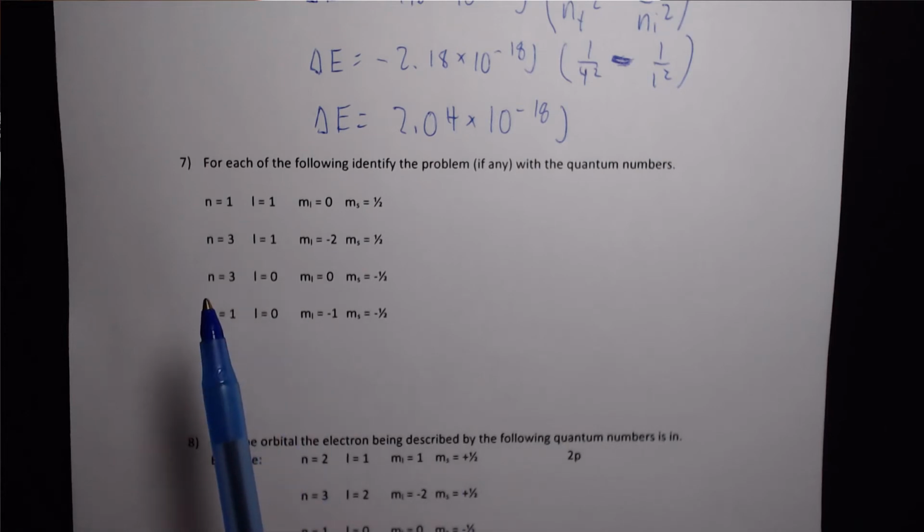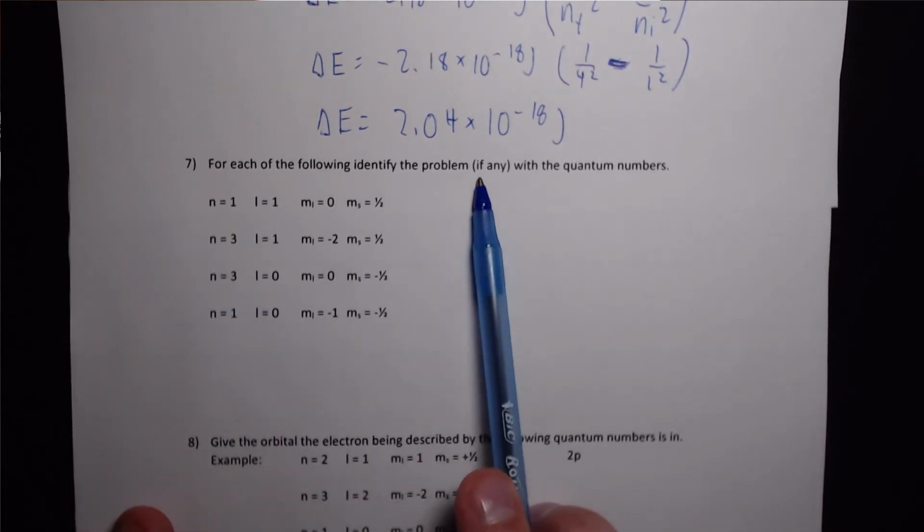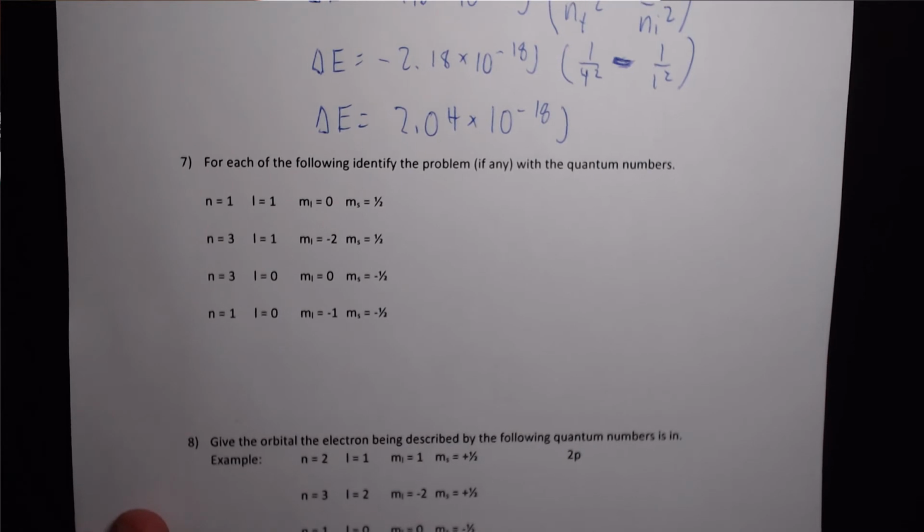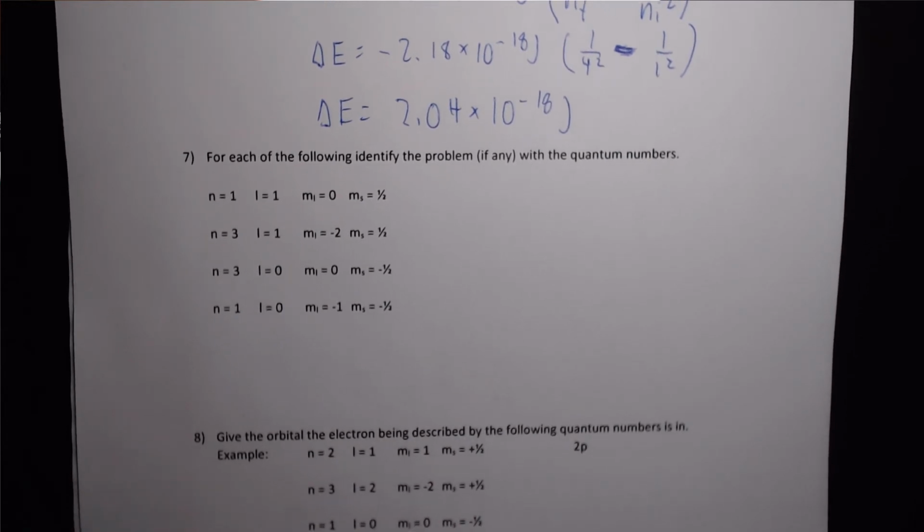So for question 7, it asks us, for each of the following, identify a problem, if any, with the set of quantum numbers. Before we can do this, we need to remember the rules for these quantum numbers. These quantum numbers are like geographic coordinates of a human being. You could give latitude, longitude, altitude, and time, right? Because you're right where you are right now, but an hour from now, or even 2 minutes from now, you might be somewhere else. So that's basically the 4 coordinates that describe things on Earth.